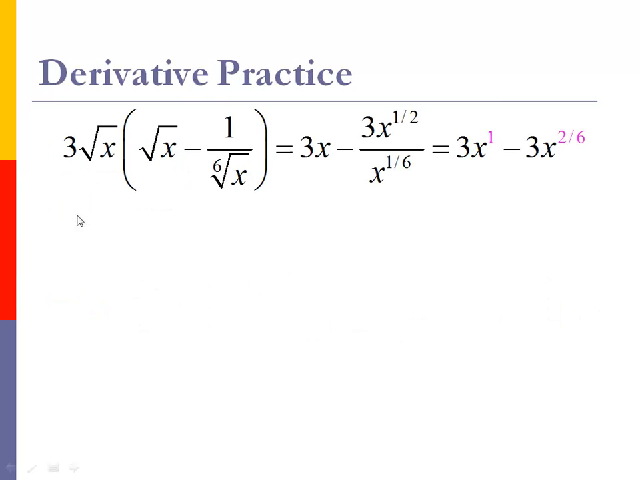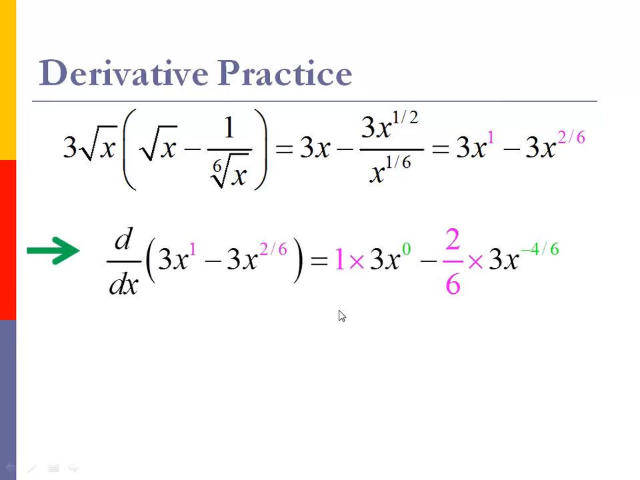Another expression that we had was 3 radical x times the quantity of the square root of x minus 1, over the 6th root of x. And so once again, we rewrite that. We clean it up a little bit. Because of the minus sign there, that subtraction, we're going to end up with 2 separate terms, which is fine. And that's what we're playing with. So now we wanted to do the derivative of each term separately. So we're going to do it one at a time.